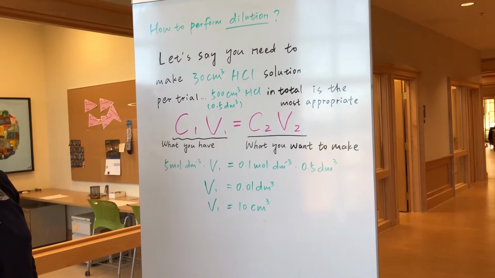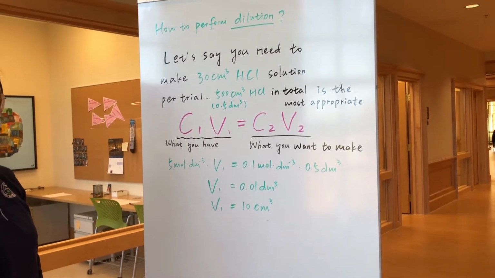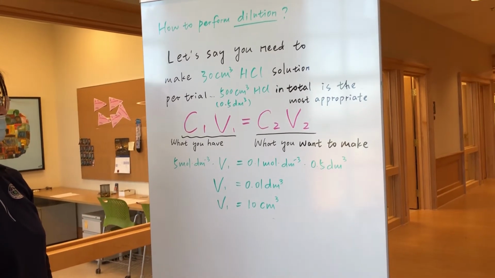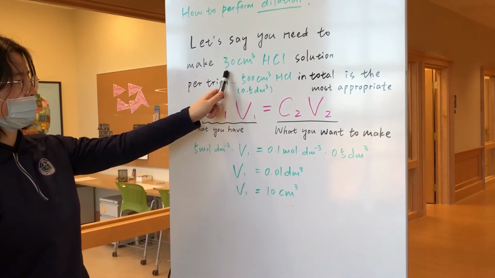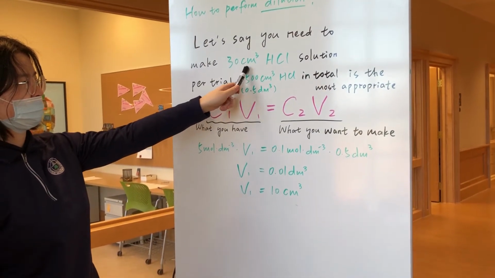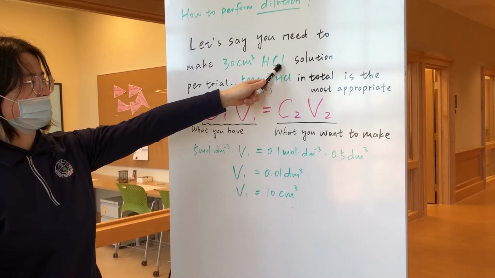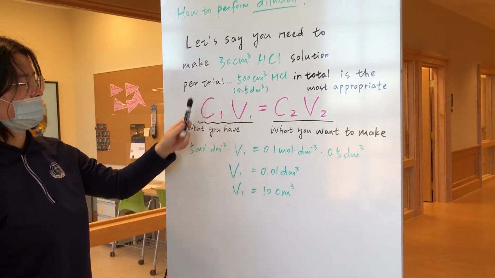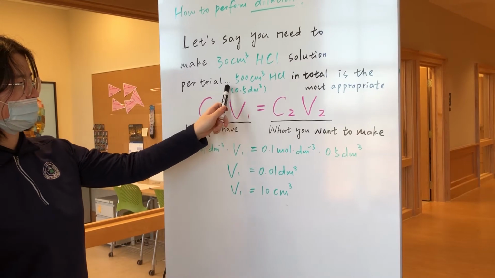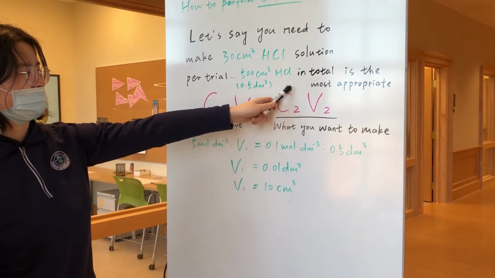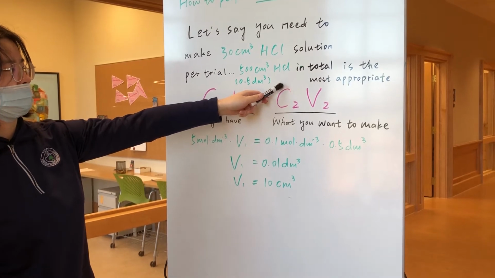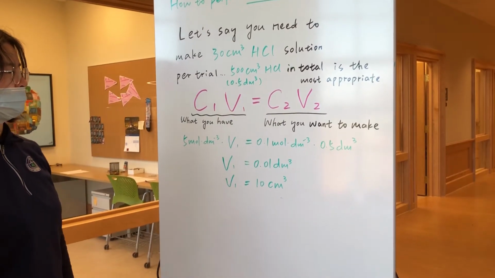I have to note that you need to consider the volume of the solution you want to use in total. Perhaps you need to do 15 trials in total and 30 cubic centimeters of solution for each trial. Then it is appropriate to use a 500 cubic centimeter volumetric flask to make the solution.